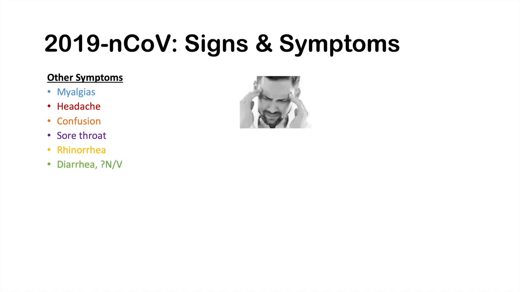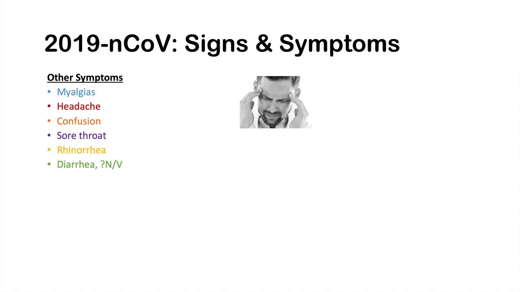What are some other, less common symptoms? These include myalgias, so achy muscles. We can also see headaches. These are more rare. We may also see confusion, sore throat, and rhinorrhea or a runny nose. And again, these seem to be less common symptoms. We can also see gastrointestinal symptoms. We mentioned before that coronaviruses can cause gastrointestinal infections, and we can actually see diarrhea and possibly nausea and vomiting with the coronavirus. This is, again, extremely rare. This seems to be 1% or less of patients having this.